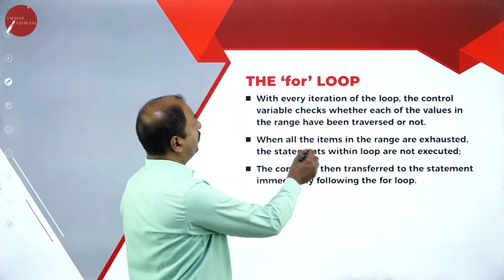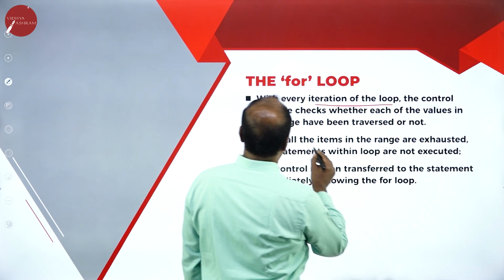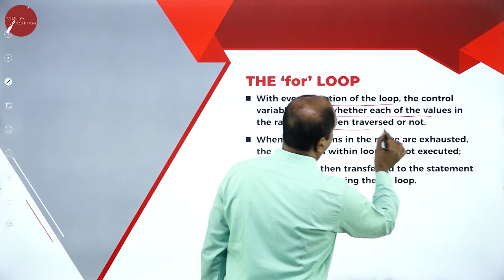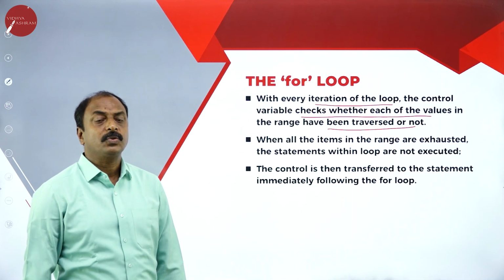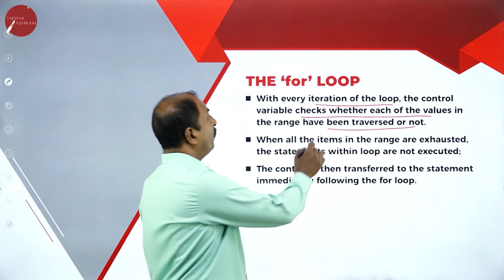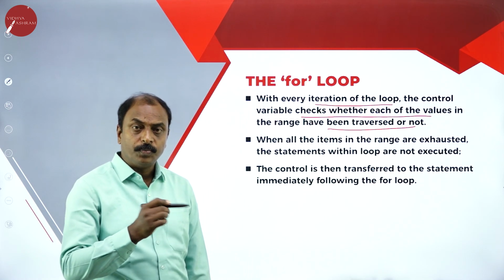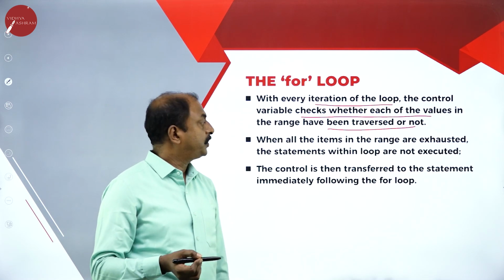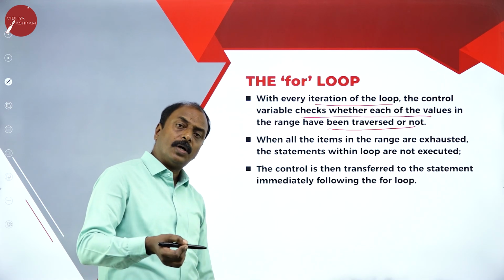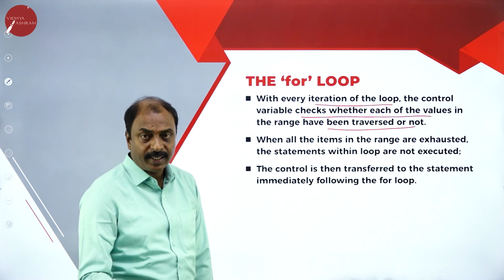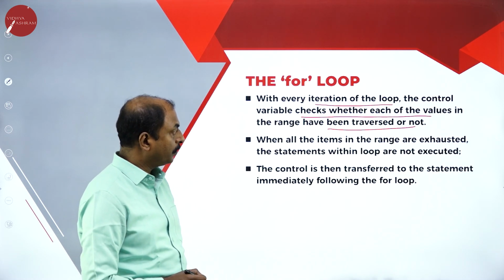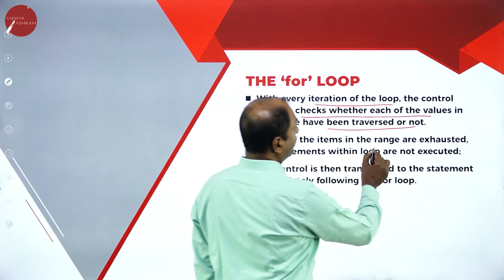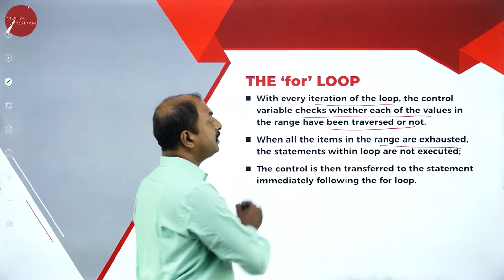Now in the next slide, with every iteration of the loop, the control variable checks whether each of the values in the range has been traversed or not. So how is the for loop going to work here? For every iteration, it checks the condition. If the condition is true, it executes the block of statements. Once the condition fails, it comes out of the for loop. In other words, it executes until all the items in the range are exhausted, or till the last element.